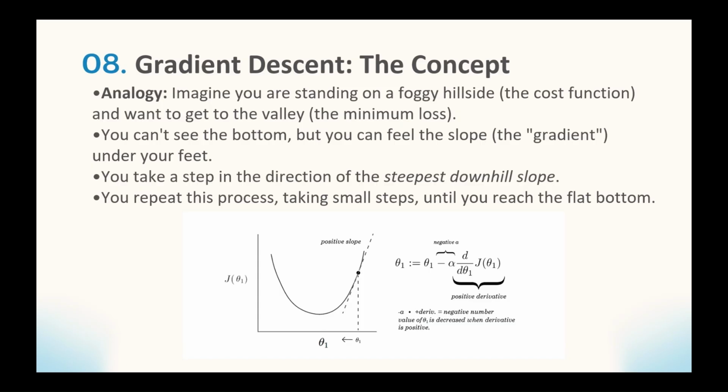When you stop, you check the slope again, find the new steepest direction and take another step. You repeat this process, taking small steps downhill until you reach the flat bottom of the valley. That's all gradient descent is. It's an algorithm for walking down a cost function to find the minimum. As you see in this image, the formula uses theta 1. That's just a general mathematical name for a parameter, which in our case is m or c.